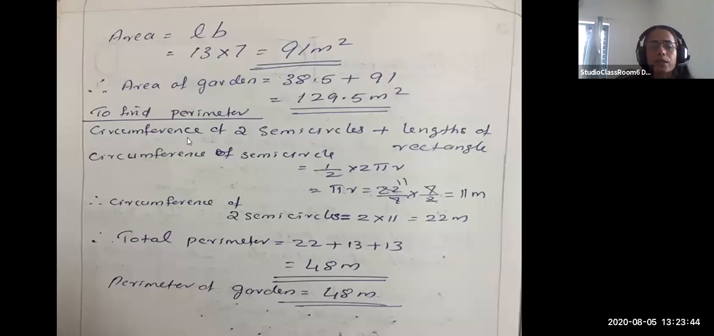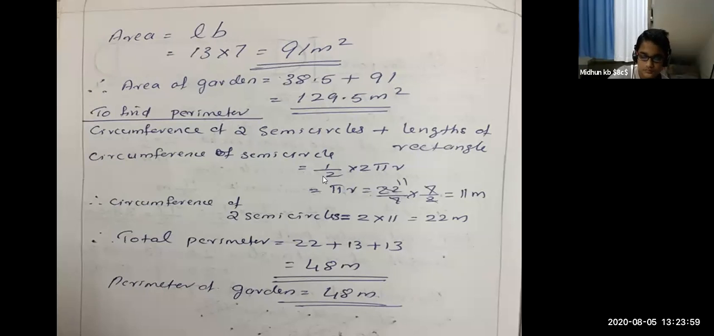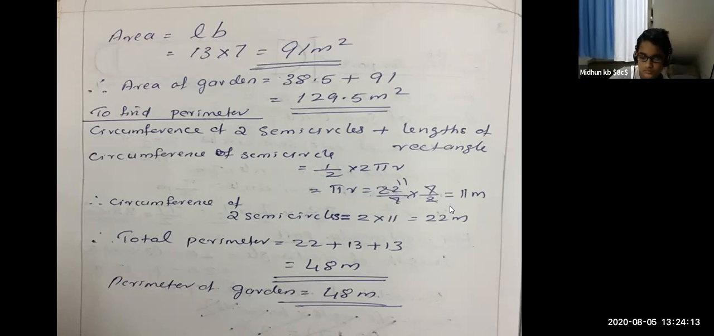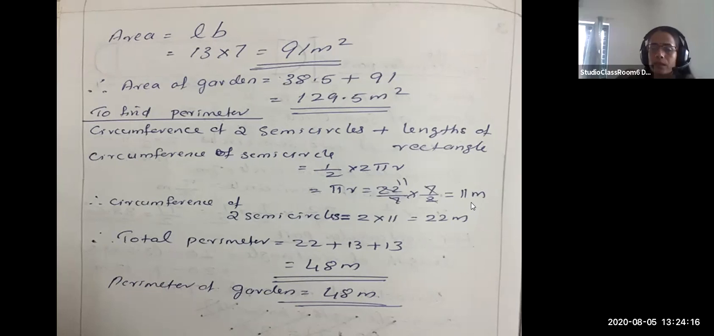Okay, so circumference of two semicircles plus length of the rectangle. For getting circumference of the circle, what we need to find? Circumference of the circle is 2 pi r. Semicircle means half of 2 pi r, so it is pi r. We can cancel the 2. Pi is 22 by 7, r is 7 by 2, which equals 11 meter. It is the circumference of a semicircle.